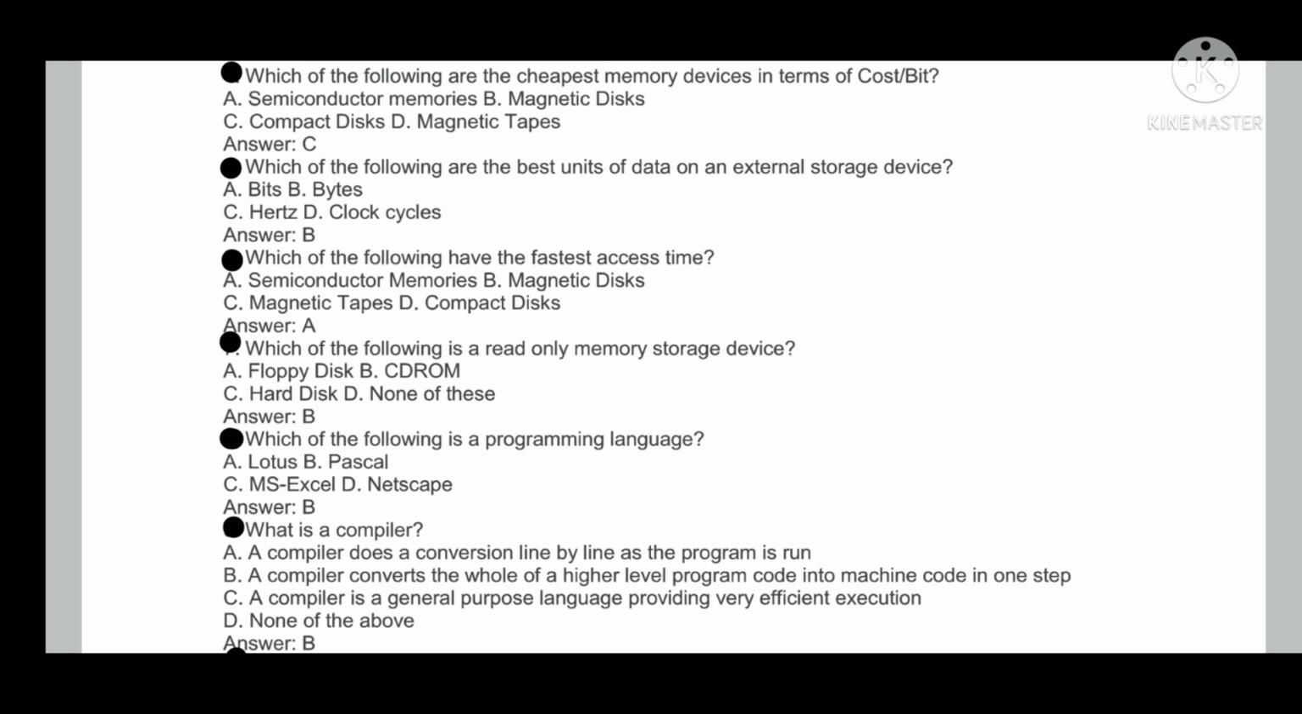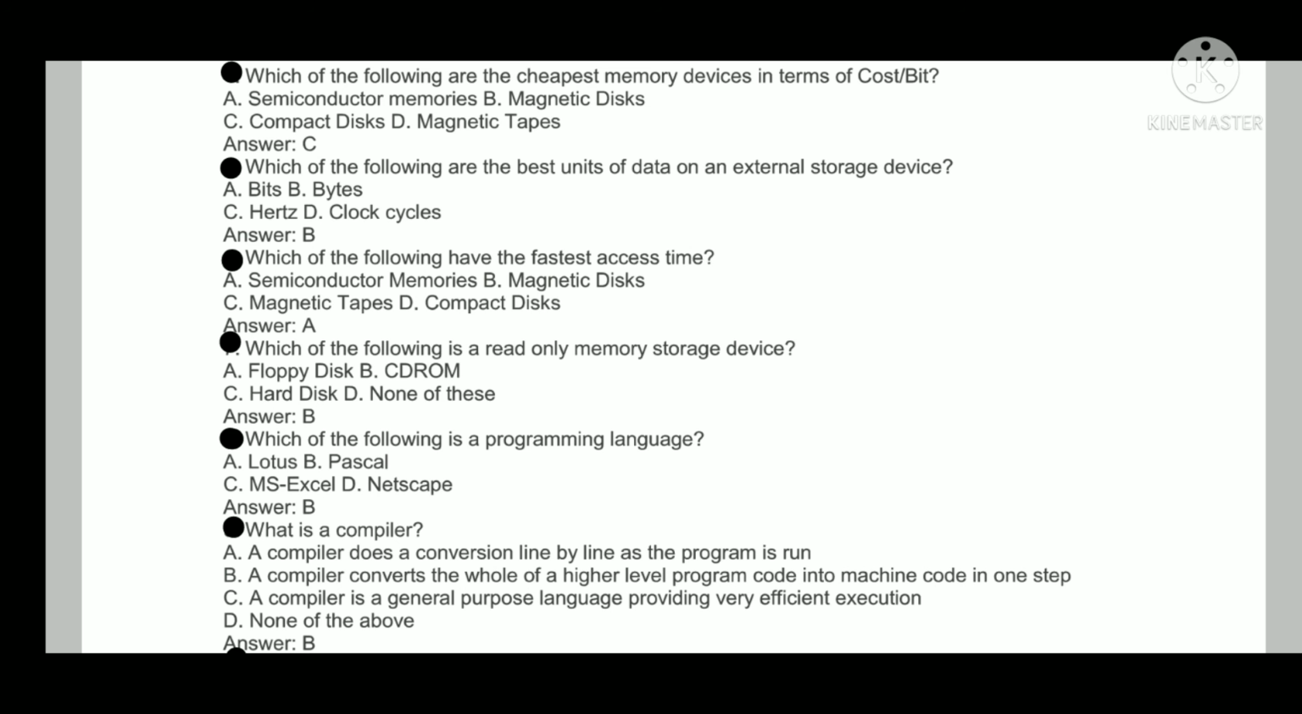Bit. C. Compact discs. Which of the following is the best unit of data on an external storage device? B. Bytes. Which of the following has the fastest access time? A. Semiconductor memories. Which of the following is a read-only memory storage device? B. CD-ROM. Which of the following is a programming language?